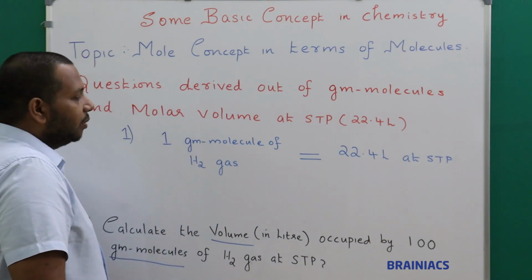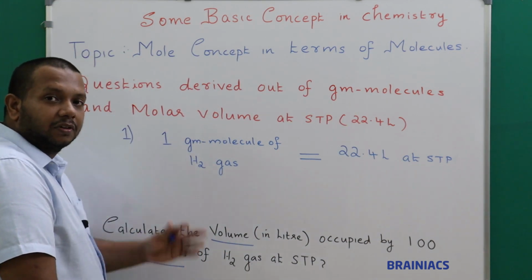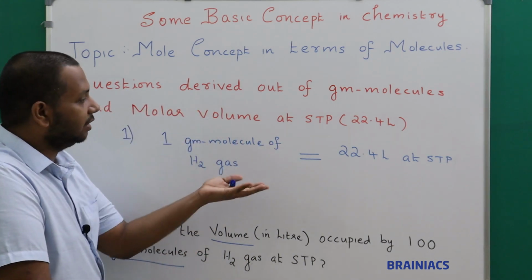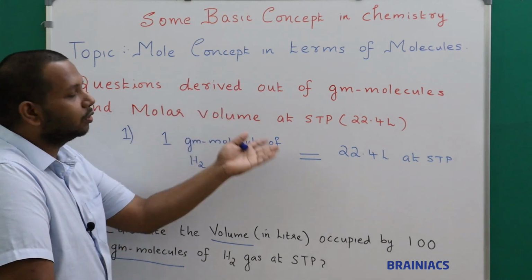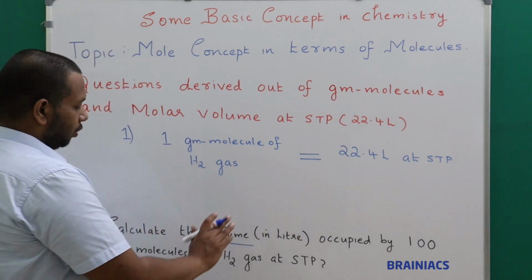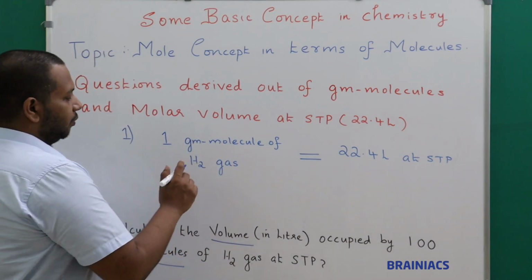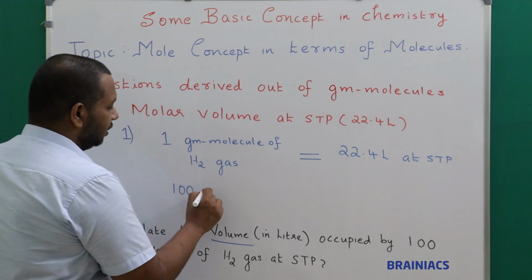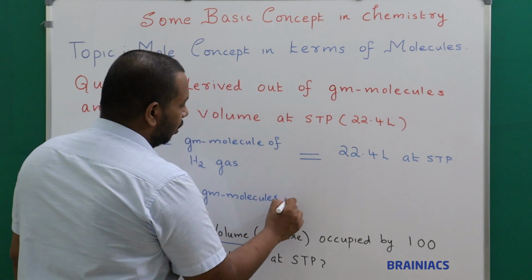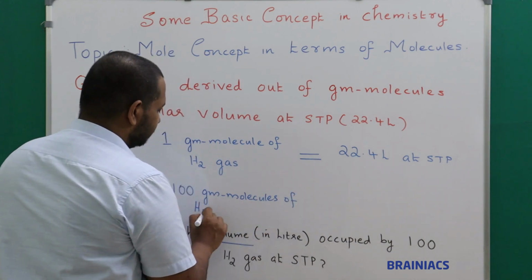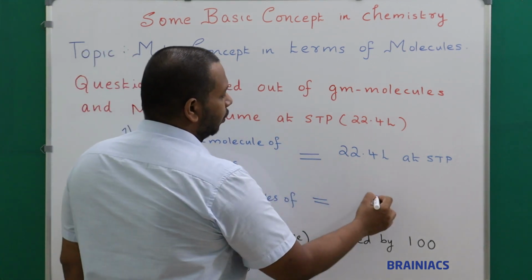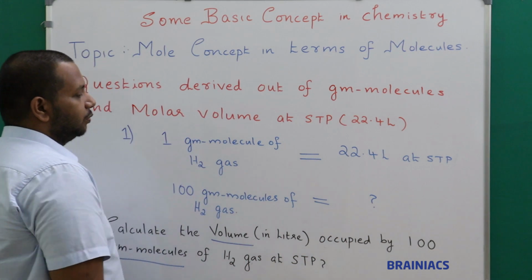Clear? How I am writing these fundamental formulas? Hope you remember in the first class I am writing all the links, all the relations in one single stretch and taking it in terms of 2 based on the question. Correct? Now, calculate the volume occupied by 100 gram molecules. So, what they have given? 100 gram molecules of H2 gas. Correct? And what they are asking you to find out? The volume at STP. This is what they are asking you to find out.